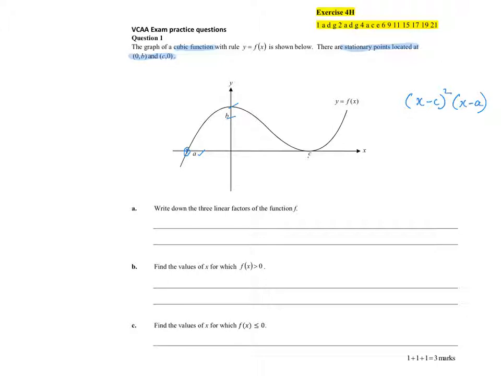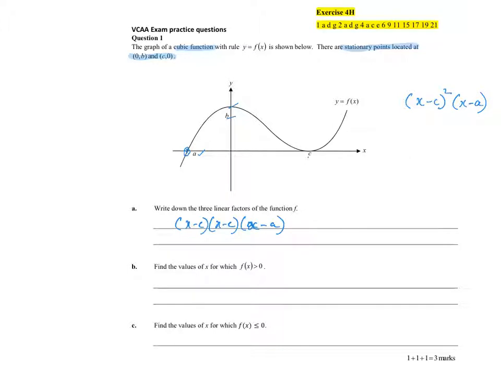So we know then, first things first, the linear factors. So x minus c, x minus c, x minus a. So they're my factors.